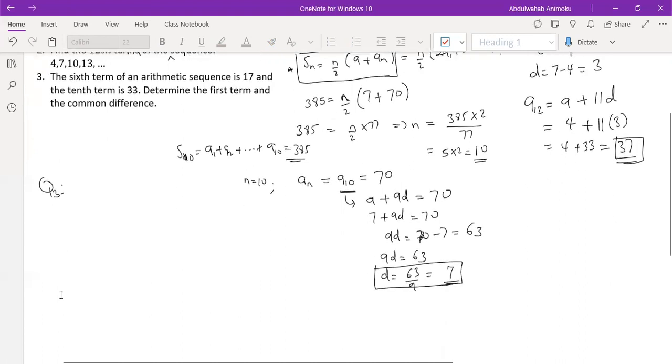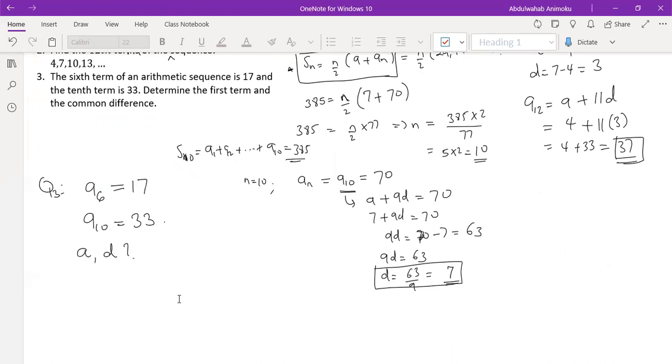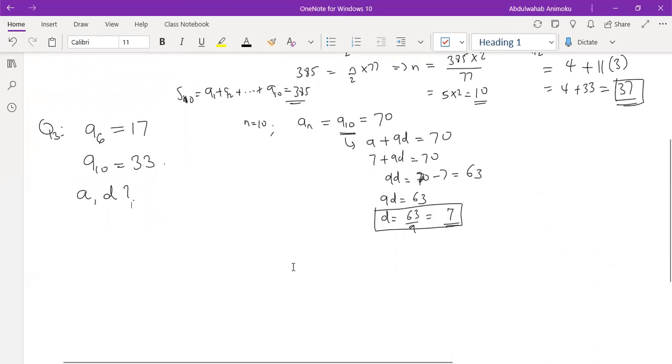So the question says, the 6th term of an arithmetic sequence, so we have arithmetic, don't forget, is 17. And the 10th term is what? 33. The question is find the first term and find the common difference. Okay, good. Now this is a different type of problem. It's a different flavor, but we can handle it.